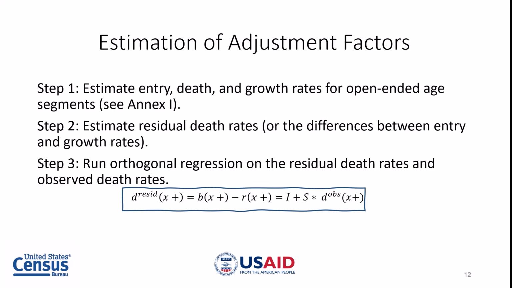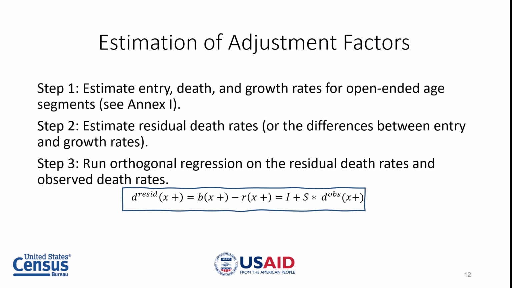Before I list the next step, let's review the logic behind them. In an unstable population unaffected by net migration, the entry rate into each open-ended age segment is equal to the true death rate for that segment plus the actual growth rate of the segment, as shown in slide 10. Alternatively, if we rearrange the equation, the entry rate minus the growth rate will equal the true death rate. Because it is the product of a difference, we call it residual death rate.